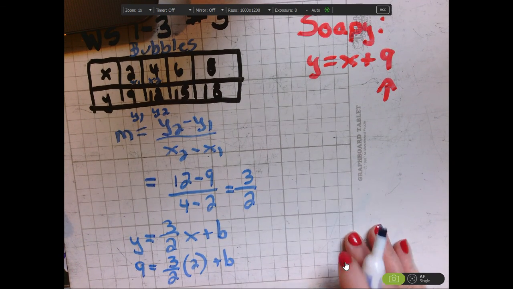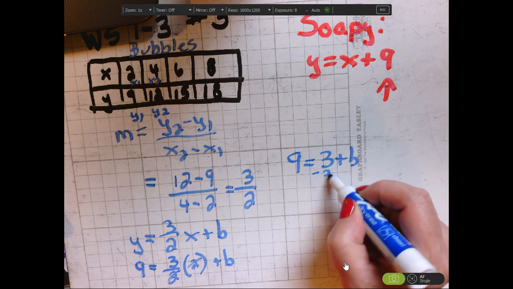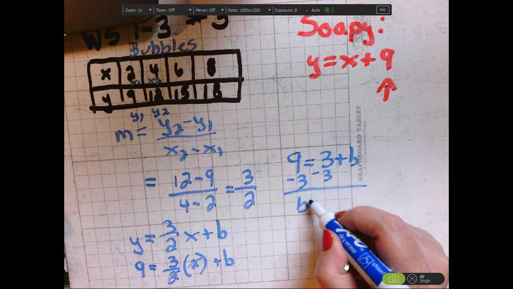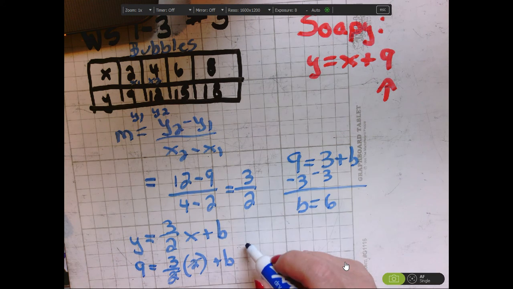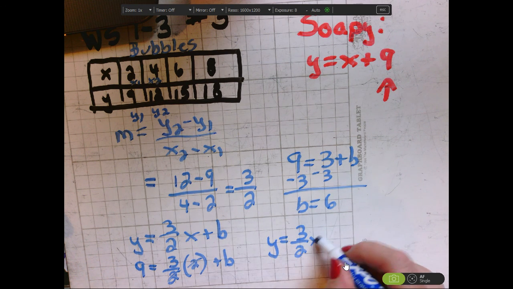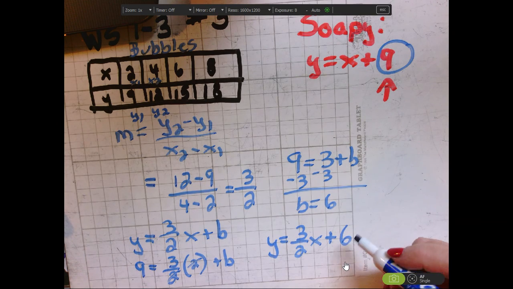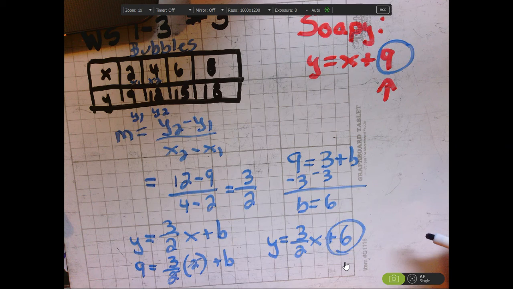Here, move this up a little. All right. Well, my 2's will cancel out here, so I'll have 9 equals 3 plus b. And if I subtract 3 from both sides, b will equal 6. So now I know that the equation for the Bubbles would be y equals 3 over 2 x plus 6. Well, Soapy charges 9 for the basic fee, and Bubbles charges 6 for the basic fee. And it says which car wash charges more, so Soapy charges more.